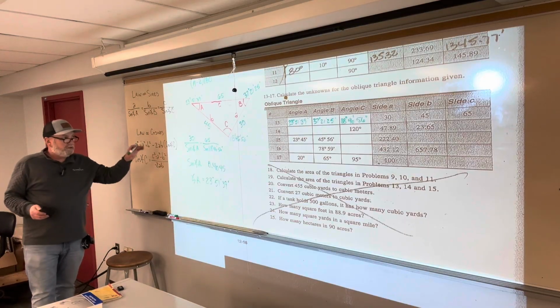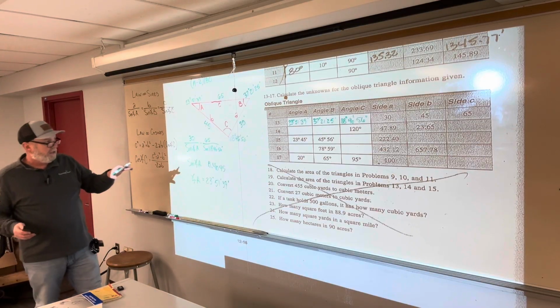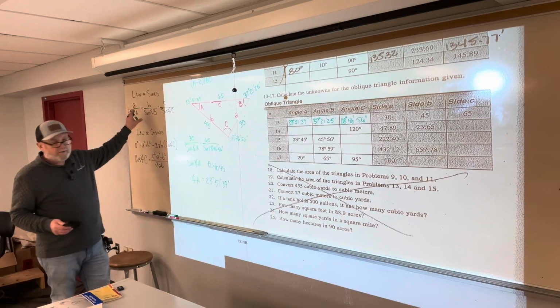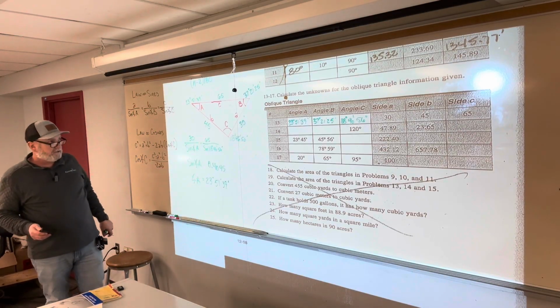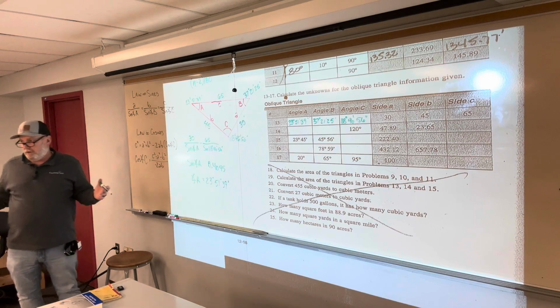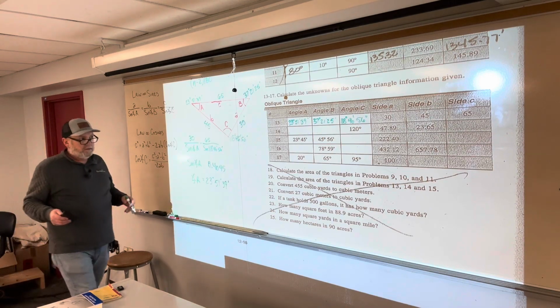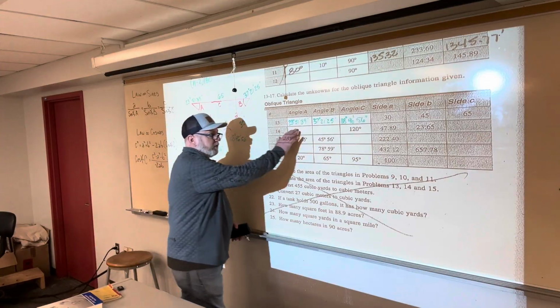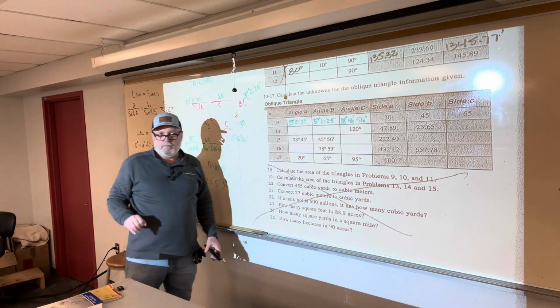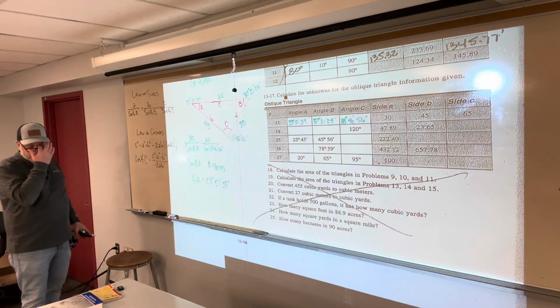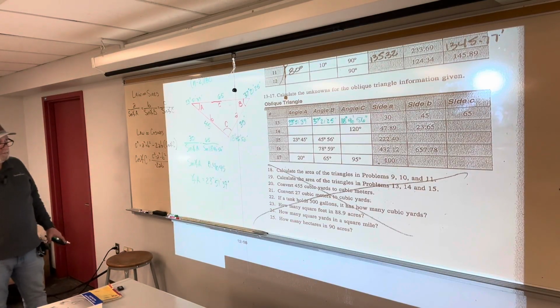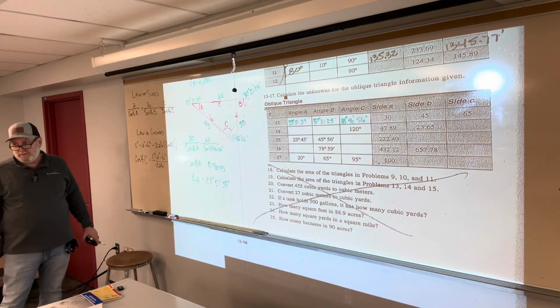Okay. So once you get your first angle, you jump over to the law of sines, calculate your second angle. Then to calculate your third angle, you add these two together and subtract that sum from 180 degrees. Does that match what you guys have?